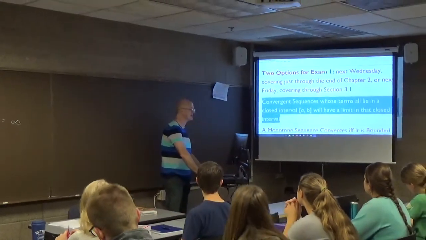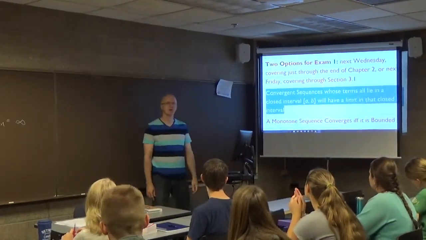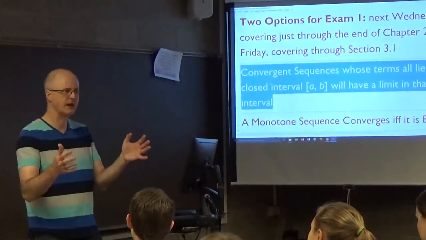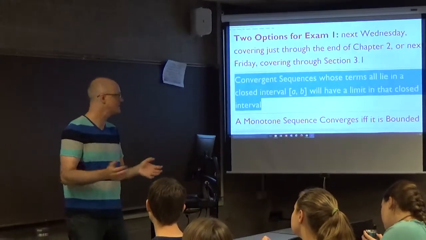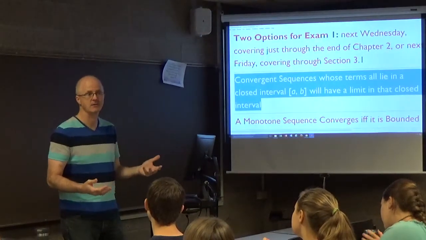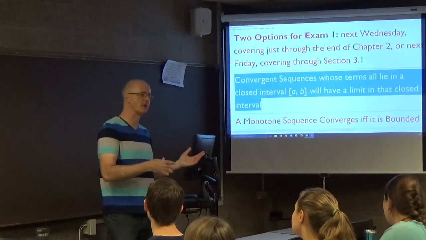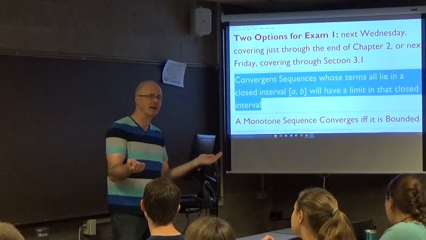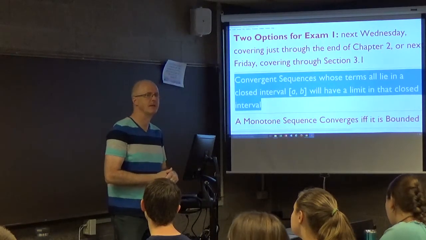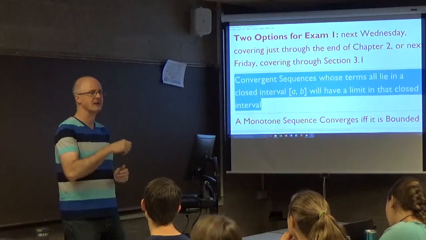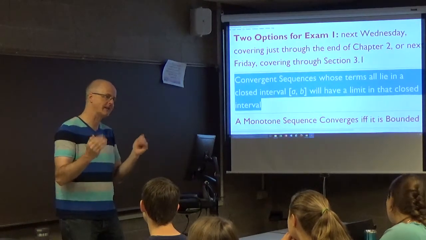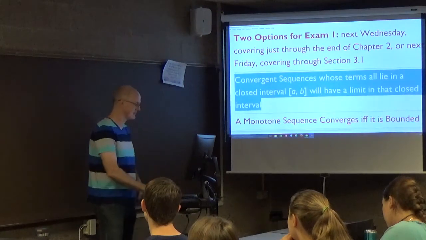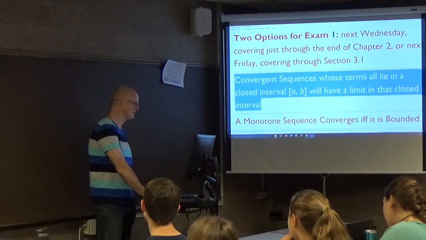Here's another property in section 2.1 that you should know. If you've got a sequence that's in a closed interval from A to B, and if it converges, then the limit is going to have to be in that closed interval. It's not true for open intervals, right? If you've got an open interval, like the open interval from 0 to 1, for example, and you let x_n equal 1 over n, that will generate a sequence that converges to 0, but 0 is not in the open interval from 0 to 1. So it's a special property of closed intervals that distinguishes them from open intervals.